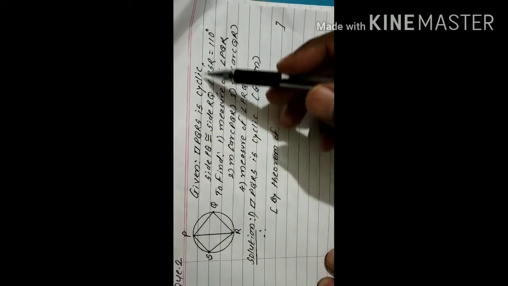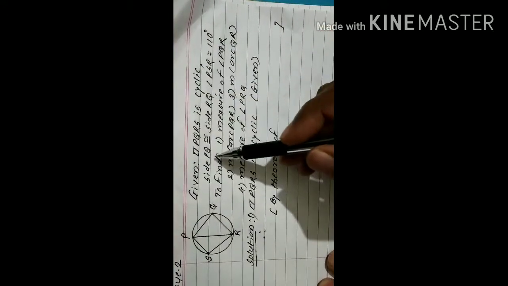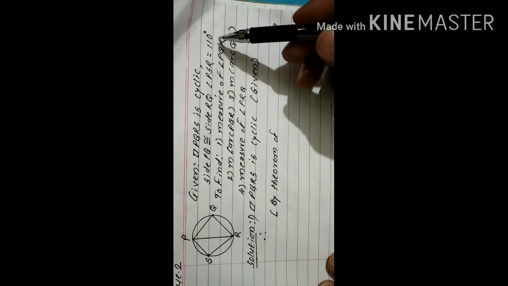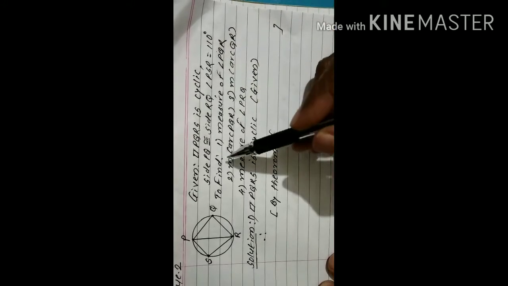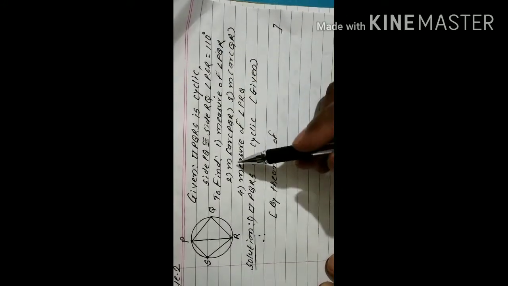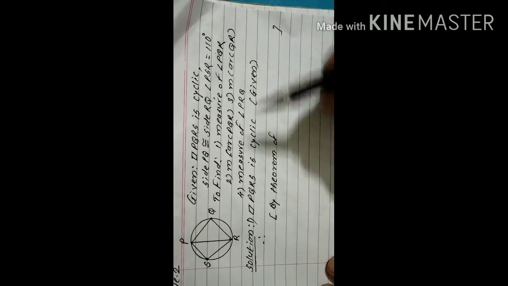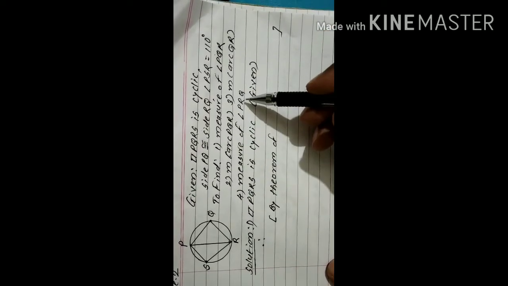Question 2. Figure is given. Quadrilateral PQRS is cyclic. Side PQ congruent to side RQ. Angle PSR is 110 degrees. To find: first, measure of angle PQR. Second, measure of arc PQR. Third, measure of arc QR. Fourth, measure of angle PRQ.